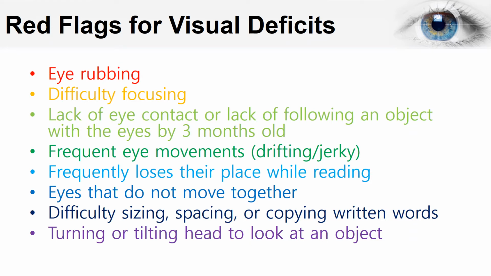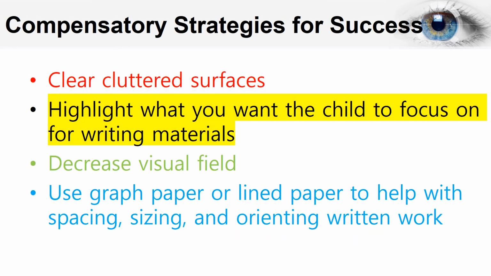Here is a list of red flags that might indicate that your child has visual deficits. It is important to recognize that your child may have good visual acuity and not require glasses, but have poor visual perceptual skills and may require occupational therapy to address these deficits.